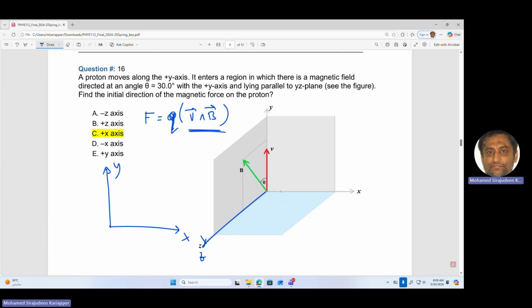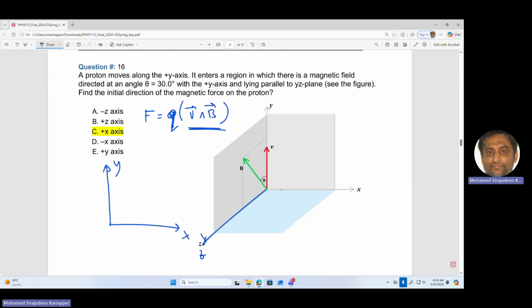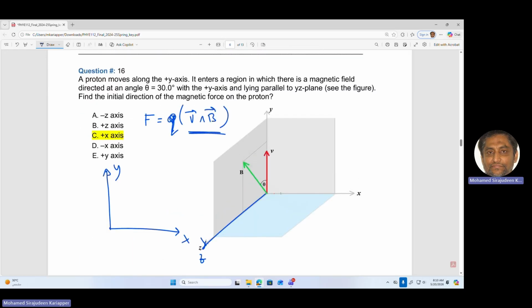Look, is this B in the XY plane? No, it is in the YZ plane. So it's like this. I made a mistake when I said B is like this, because I didn't read the question. The B is in the YZ plane. So you can kind of see it, right? It is in this plane, the plane that is perpendicular to the whiteboard. So B is like this, not like this.